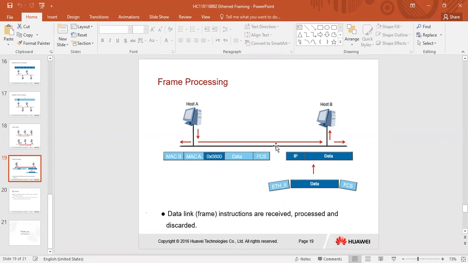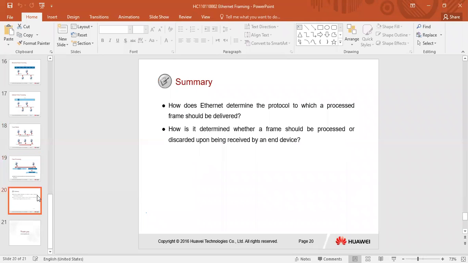Frame processing. When host A sends its frame to host B, at the destination end, it will remove all this data. It will remove the MAC address of source, the MAC address of destination, and also the IP addressing and the FCS bits. FCS is used to check errors, and you will receive only the data. This is all.